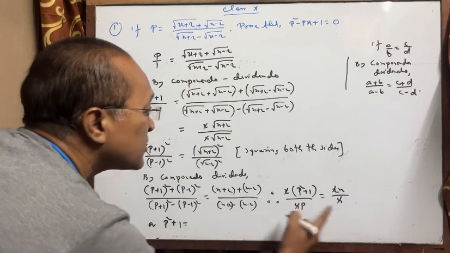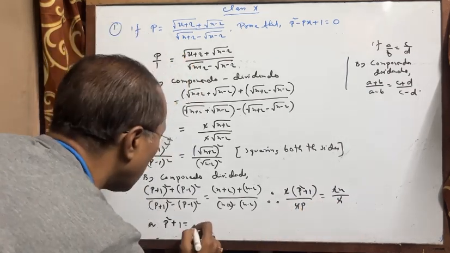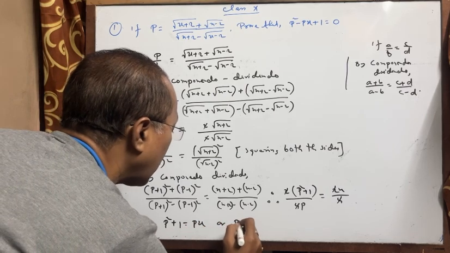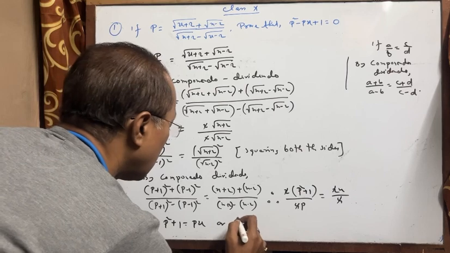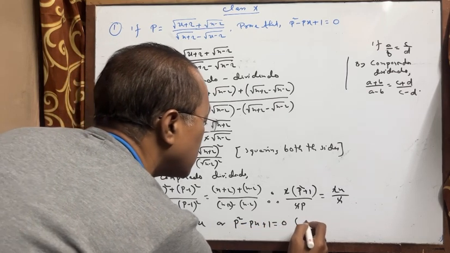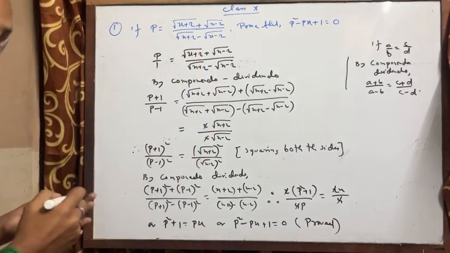So ultimately, after cross multiplication, we can write p square plus 1 is equal to px, or we can write p square minus px plus 1 is equal to 0. Okay, so try to understand.